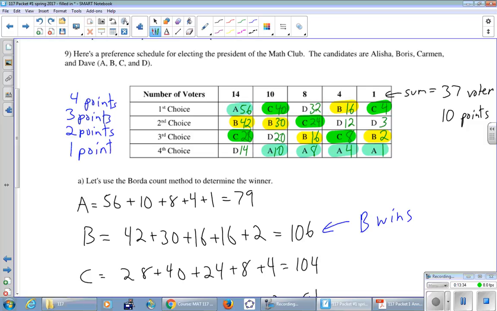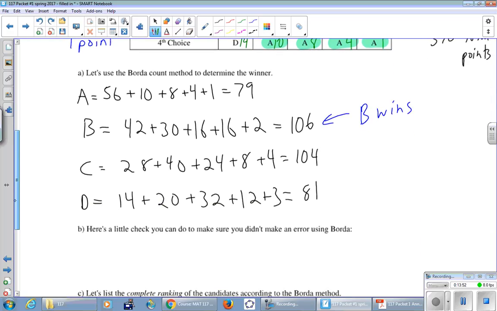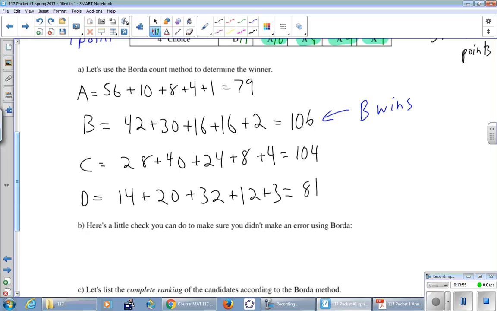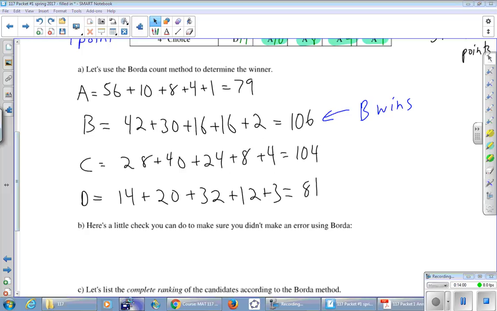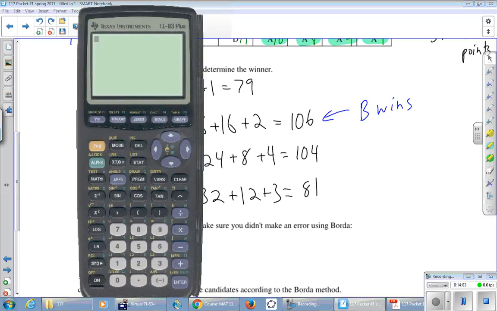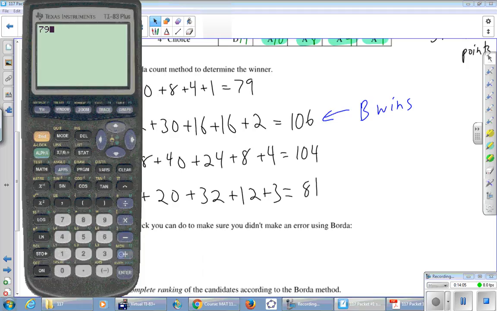So if we've got 37 voters, each giving 10 points, and we want to know how many points there should be altogether, I think we need to multiply here. So in this case, we got 370 total points. So we should be able to check to see if we made any mistakes, because we should give out 370 points looking at the sum of these four total Borda points. So we'll just add up real quick. We got 79 for A, and then 106, and then 104, and then 81, and then we cross our fingers and really hope that we get 370.